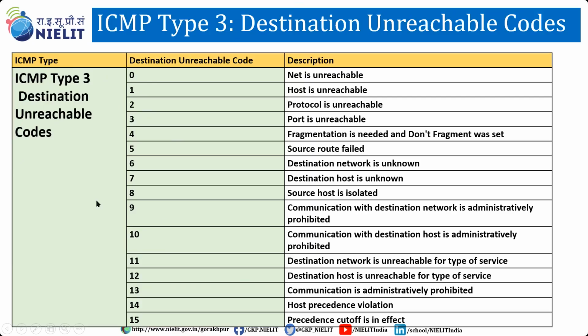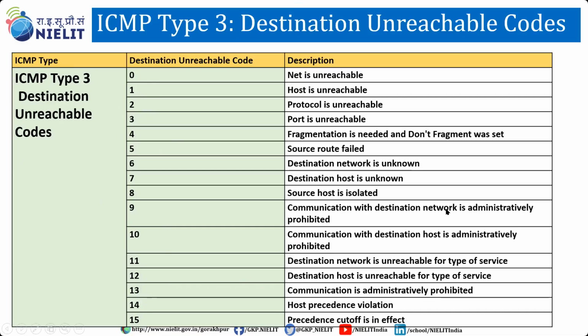For example, communication is administratively prohibited. So type 3 with code 13 means communication is administratively prohibited, which means there is some firewall restriction. Destination network is unreachable for types of service means that for a particular type of service, the destination network is unreachable. This means this service is not available on the target machine.